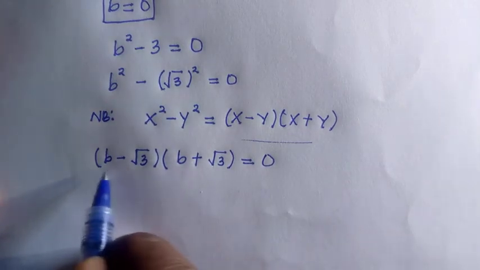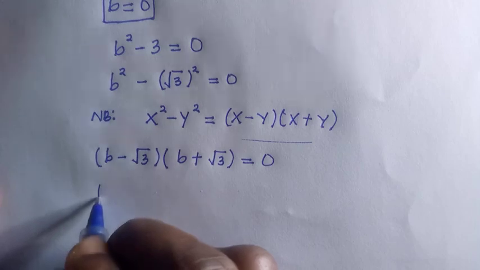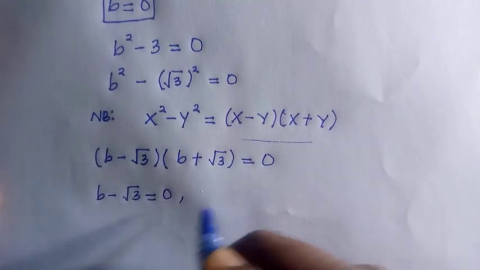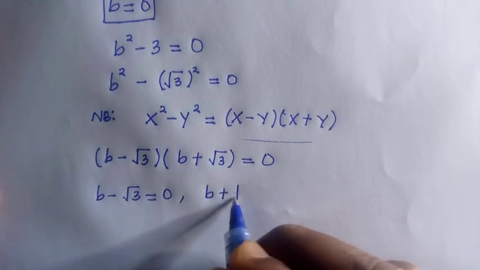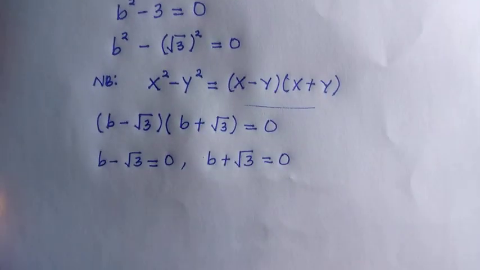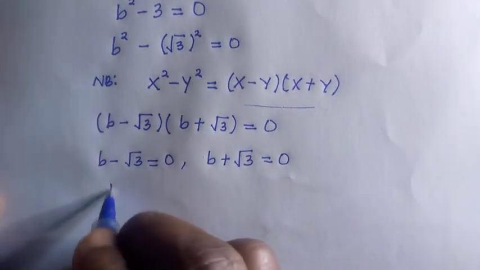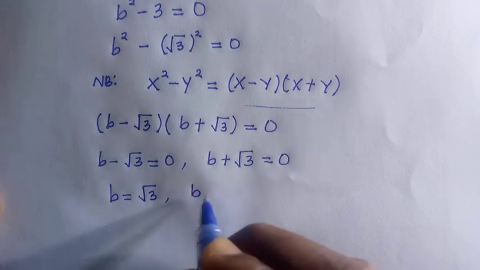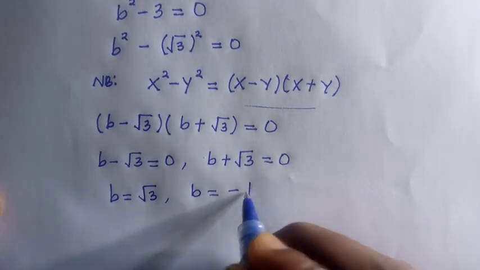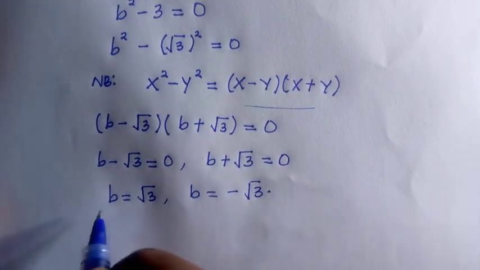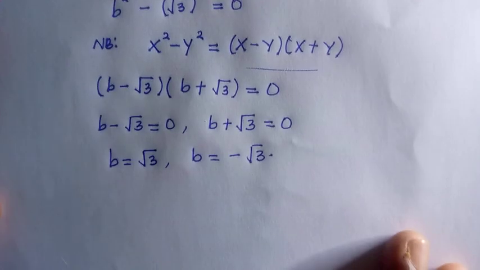So having these two, we are going to let b minus root 3 equals 0, or b plus root 3 equals 0. By continuing, we get the value of b here as b equals root 3, and we also get b equals minus root 3. So here are the other two solutions that satisfy this problem.